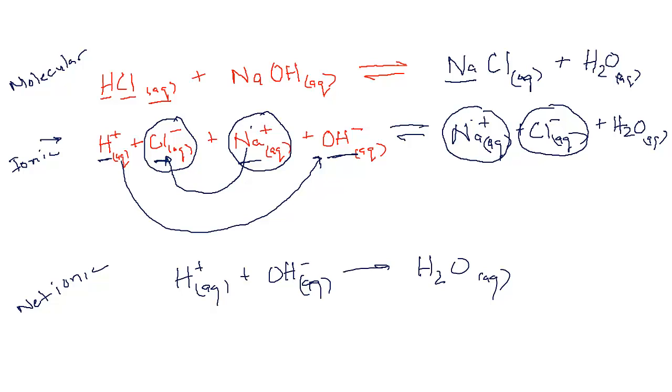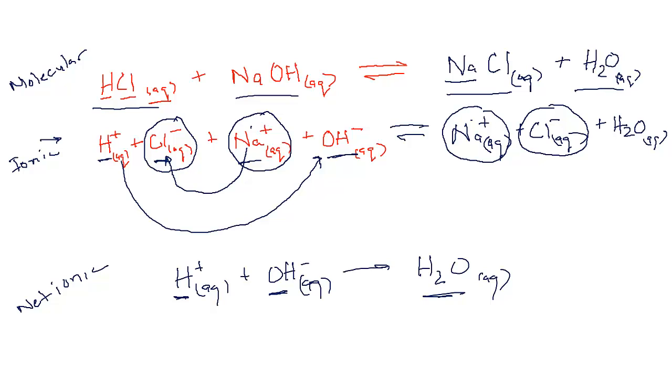But when it comes down to the chemical reaction, it's actually the hydrogen ions of the acid react with the hydroxide ions of the base to form water. This is sometimes called a neutralization reaction. So what is a neutralization reaction? When you have acid react with base, you form a salt and you form water. All right?